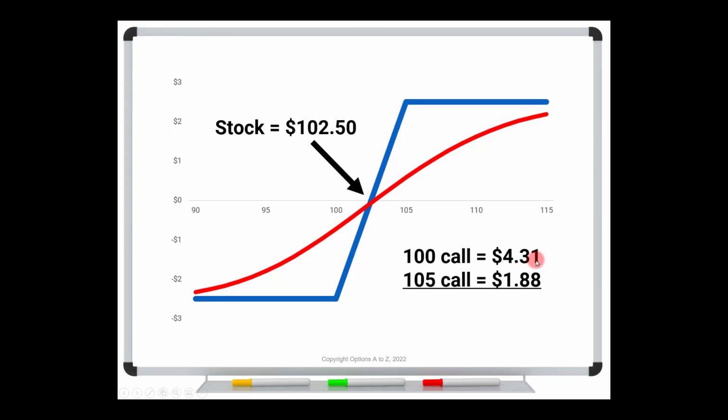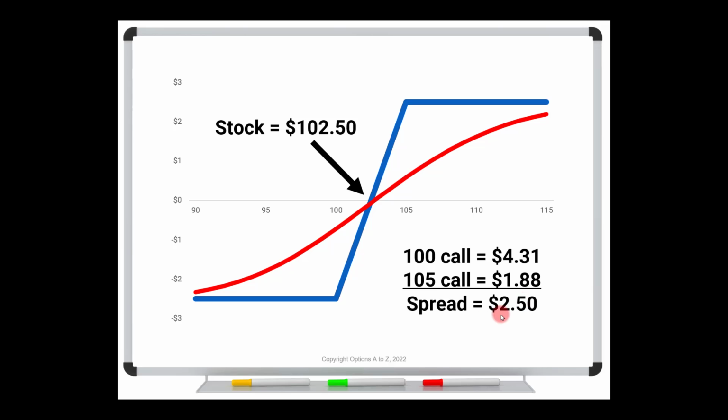And therefore the spread would just be the difference between these, $4.31 minus $1.88. So the spread would be trading for $2.50. Now, does this spread have positive or negative theta? Well, there's a couple of ways to figure this out. And one is to just pretend that we are at expiration.